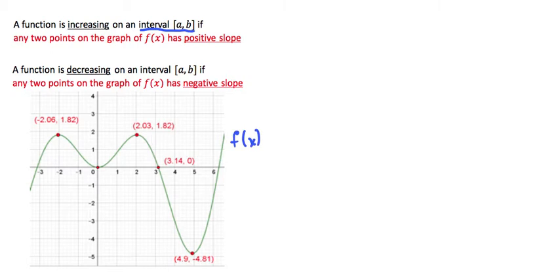And you can see from this graph that between negative infinity all the way to -2, this is about -2. It's -2.06. So this is the interval, negative infinity to -2.06. This graph has a positive slope. Any 2 points that you pick on this interval here, you can pick a point here, you can pick a point here, and this entire stretch here, any 2 points that you pick will produce a positive slope. As the x gets bigger, the y values also get bigger. So we can say that f of x is increasing.